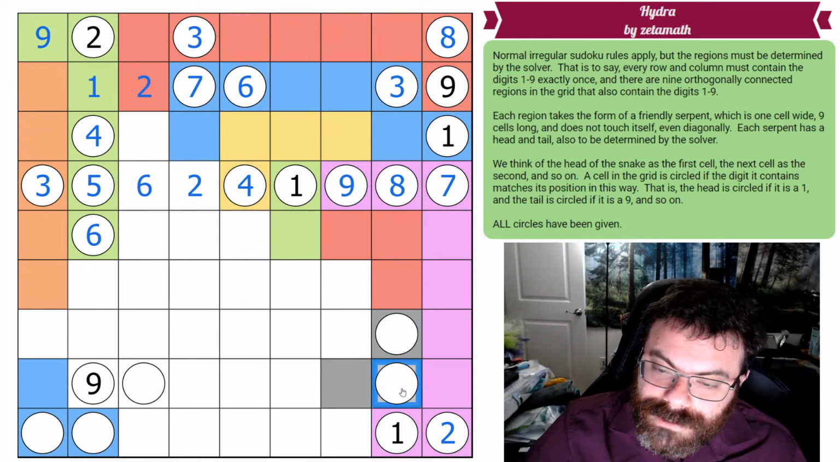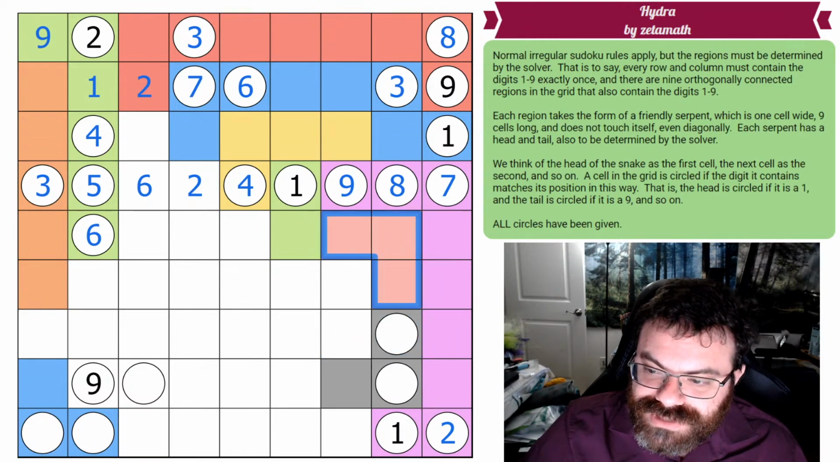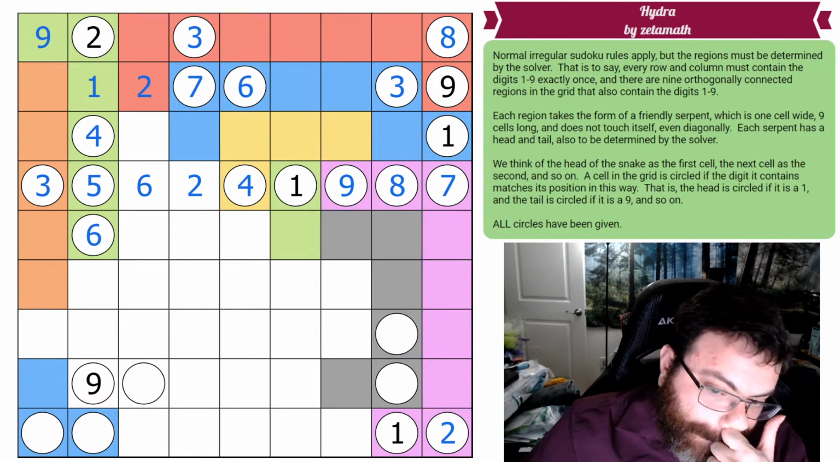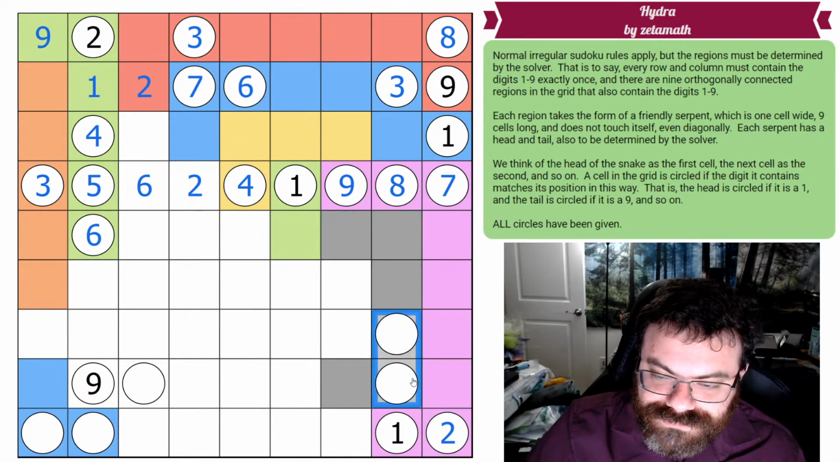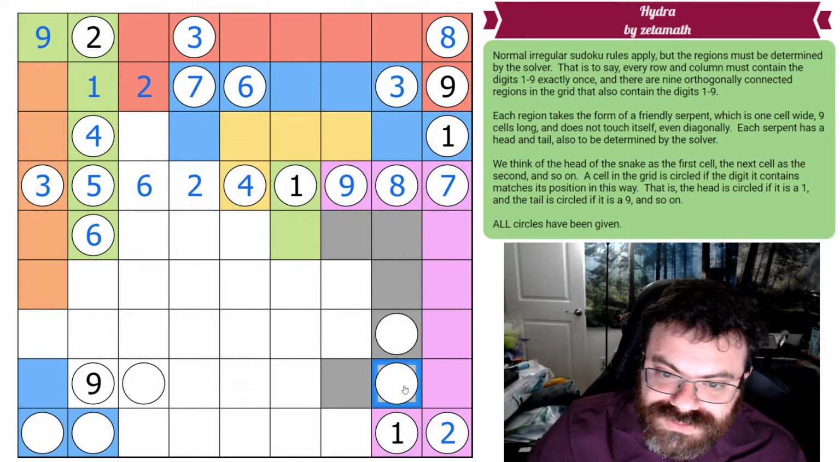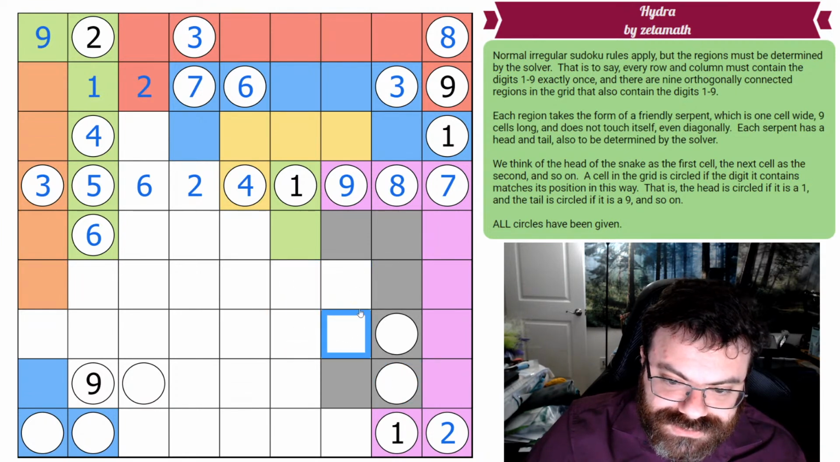Oh, but this can't be 8. So it can't be 1, and this can't be 8. Okay, so then gray has to keep going. It can't turn left. So this is gray at least. And then, can the snake end here? 9, 8, 7. This would be 6, 5, or this would be 1, 2, 3, 4, 5. That would make this one 5. We have this problem here.